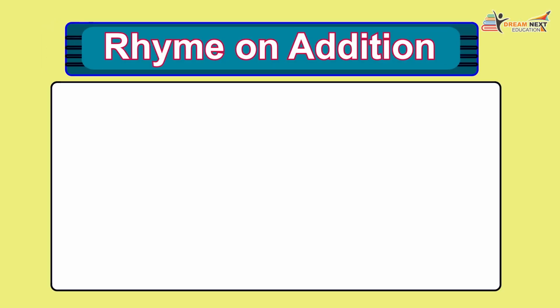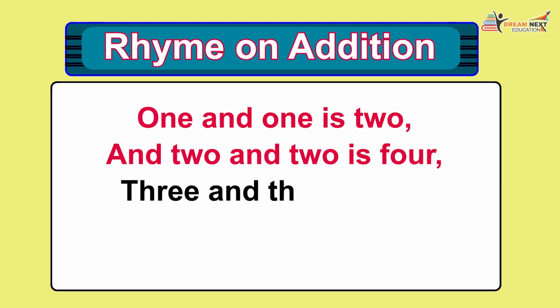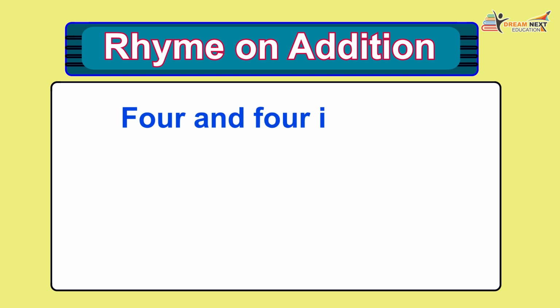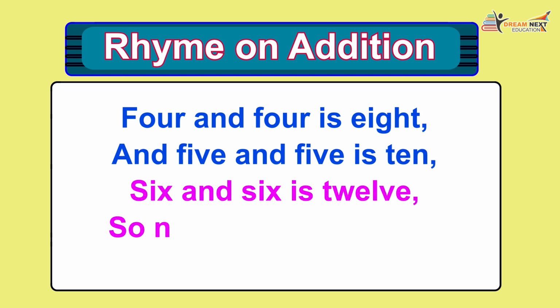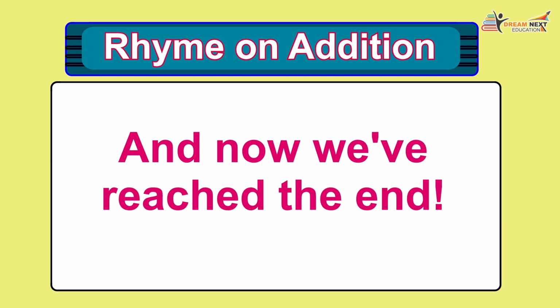Rhyme on addition. 1 and 1 is 2 and 2 and 2 is 4. 3 and 3 is 6. So now let's try some more. 4 and 4 is 8 and 5 and 5 is 10. 6 and 6 is 12. So now let's start again, and now we have reached the end.